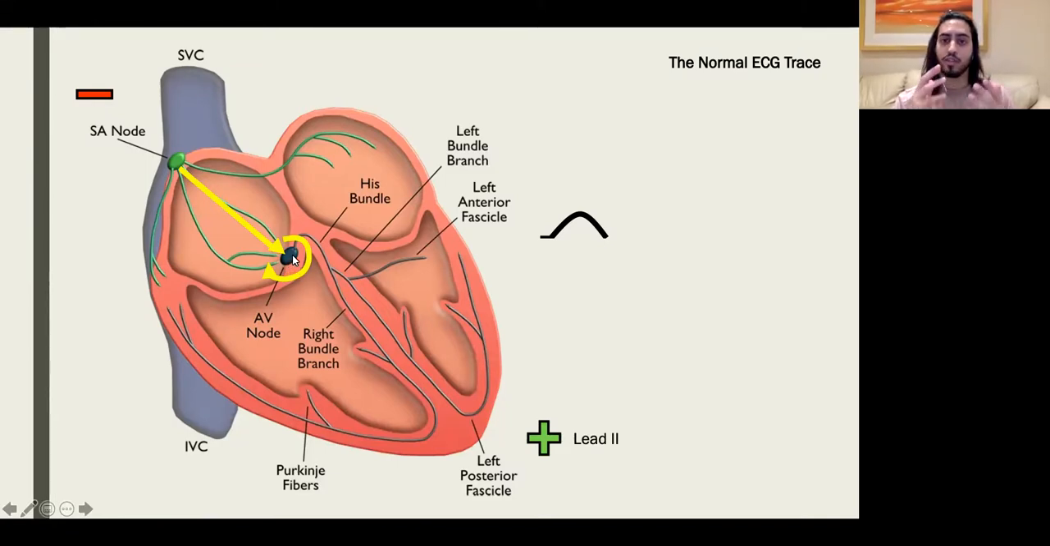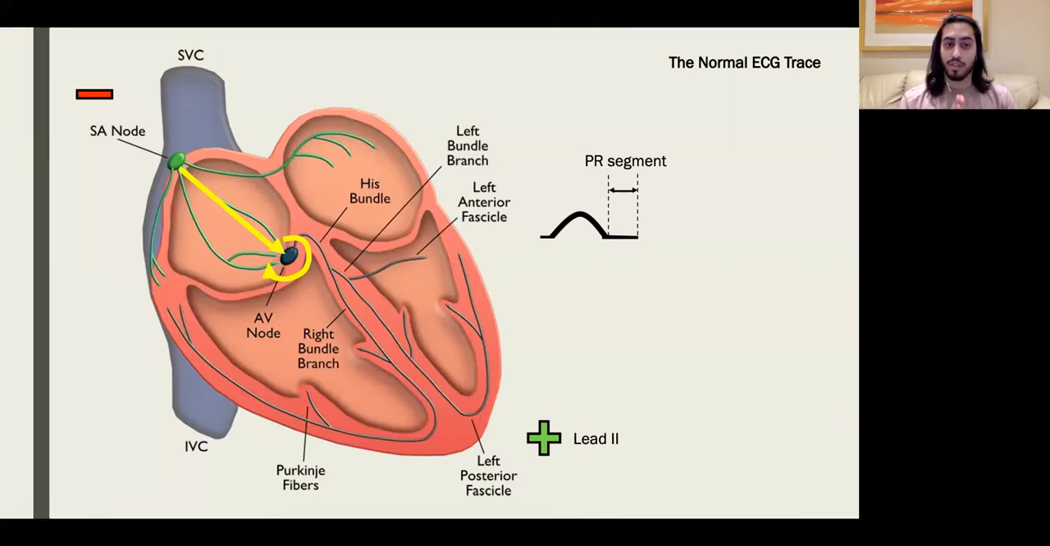So if the electrical potential is just staying in that one place, that means there's no overall vector. It's not going towards the positive end of the lead. It's not going towards the negative end of the lead. It's just staying there. So what do we expect? Nothing, just a straight line. And that's called the PR segment.